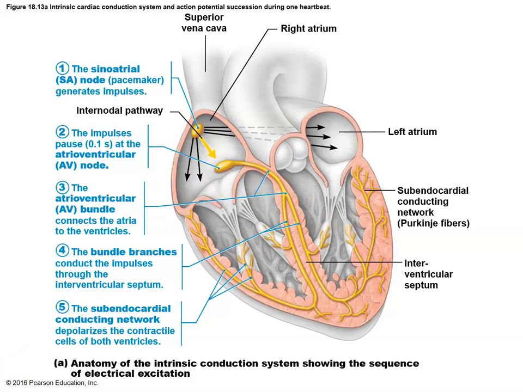When the SA node receives a signal from the nervous system, it sends a signal out, and this sets the pace for the rest of the heart. So it's called the pacemaker node because it sets the pattern for everything else. You'll notice here it's coming in at the top of the right atrium, and that electrical signal then passes from the top of the right atrium throughout the entire right atrium, which means it starts contracting at the top, and the further the signal goes, the further the contraction goes. So it starts contracting from the top and works its way to the bottom.